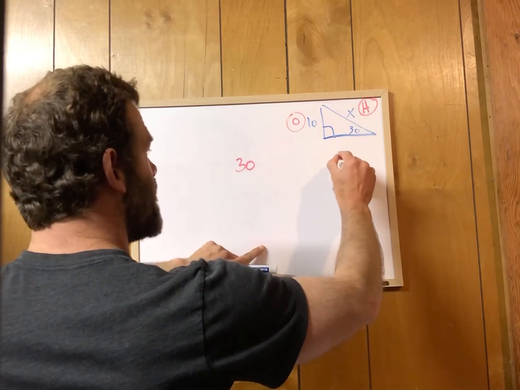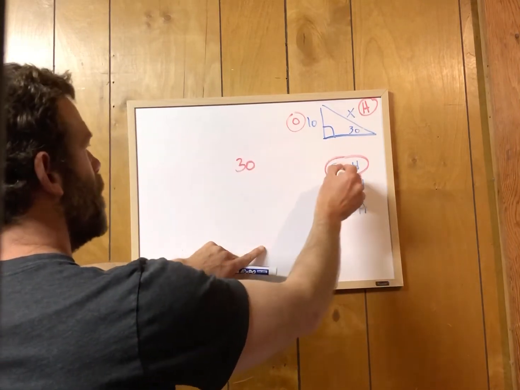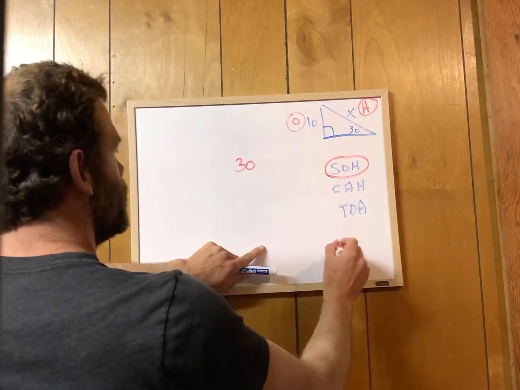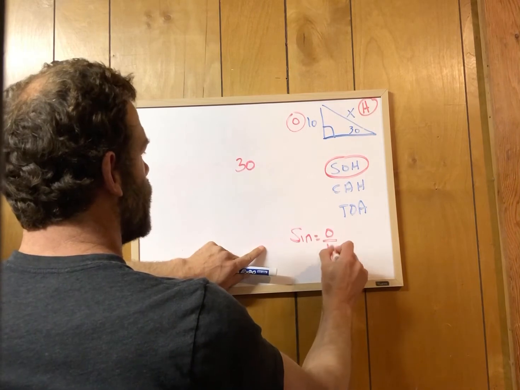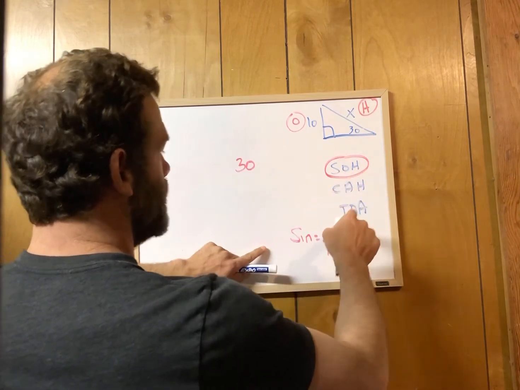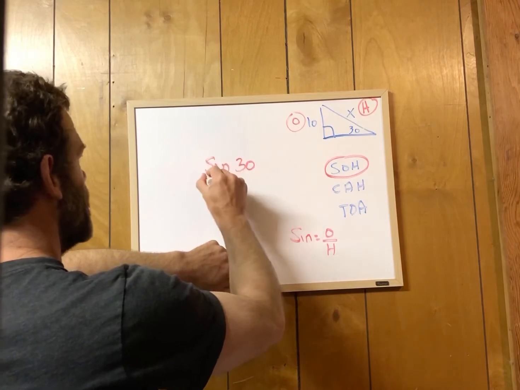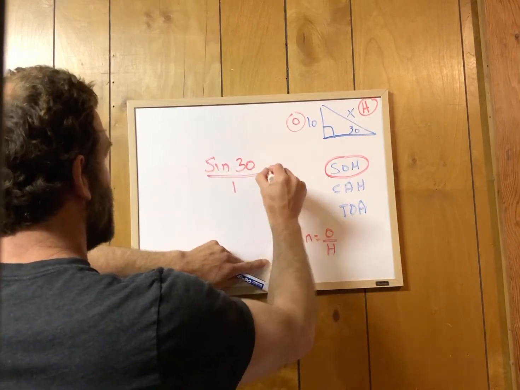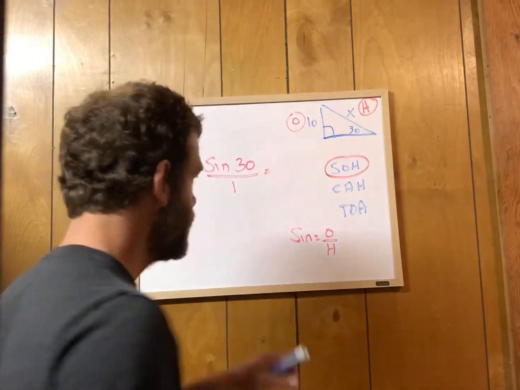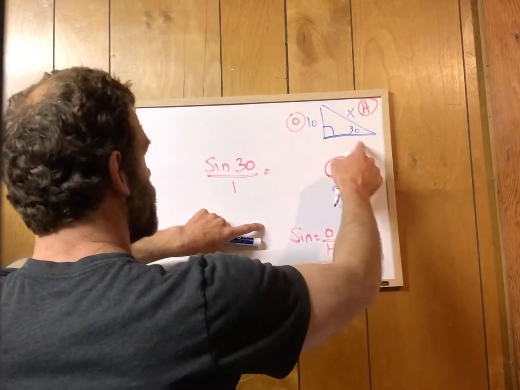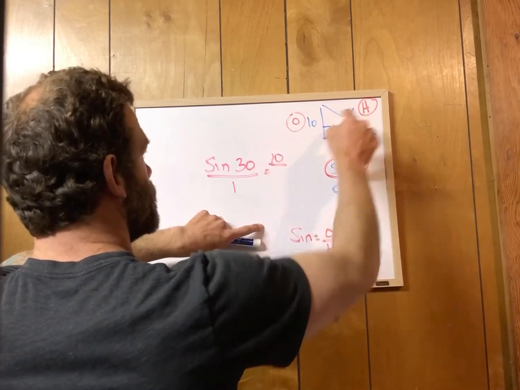And sine is the one that has the O and the H. So remember, sine equals opposite over hypotenuse. That's what SOH means. So we're going to write it next to the angle and we're going to put it over 1. And then the next step is set up your proportion and cross multiply to solve. So sine equals your opposite over your hypotenuse, which is x.